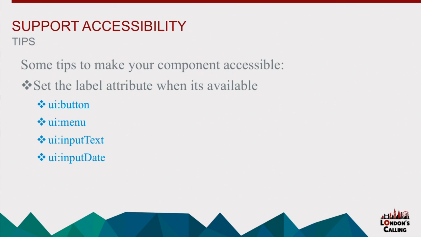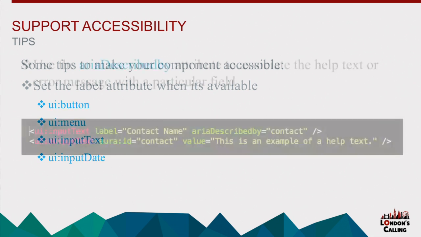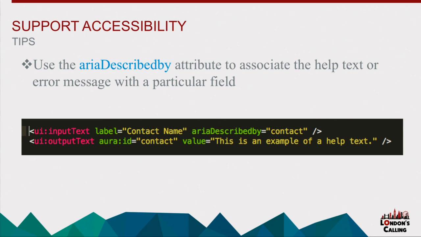So here are some tips for making your app more accessible. Set the label attribute when it's available. Here are some of the components where the label attribute is available. It's useful for assistive technologies if you set the label. Use the ARIA described by attribute to associate the help text with a particular label or component. In this case, I'm associating this output text, which is an example, with this input text. So when an assistive technology reads that, it will know that this text is linked to this input text, and it could give helpful input to the user.